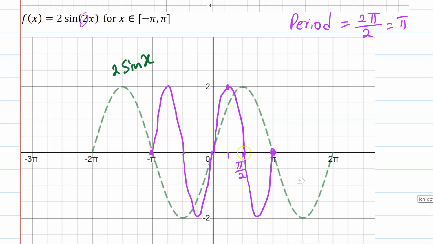Of course, there are x-intercepts. We will be writing them, so that will be negative pi on 2 comma 0, and this is negative pi comma 0, and that's pi on 2 comma 0, that's pi comma 0. Righty, the maximum is still 2 and the minimum is negative 2, just in here.